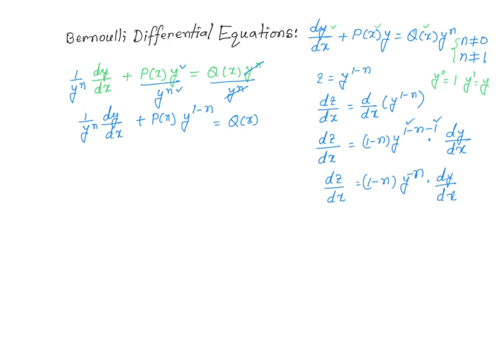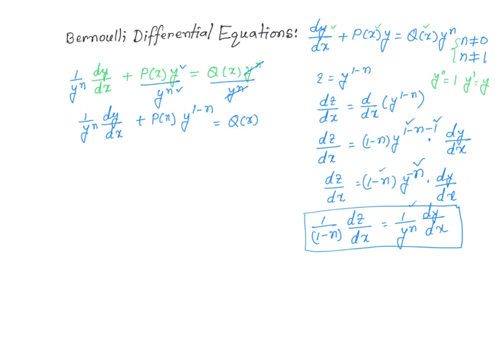So if I simplify it further, I get 1 over 1 minus n times dz over dx is equal to 1 over y to the power n dy over dx. So y to the power negative n is 1 over y to the power n, and I divide both sides by 1 minus n, and this is what I get. This is very important for you to pay attention to. By the way, look, this is the same as this, right? 1 over y to the power n times dy over dx. So then it must be this.